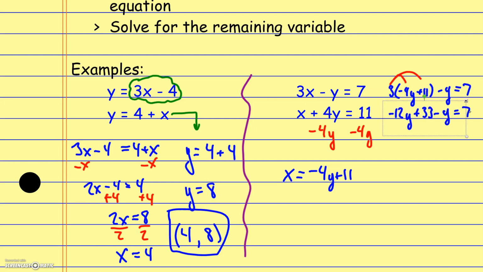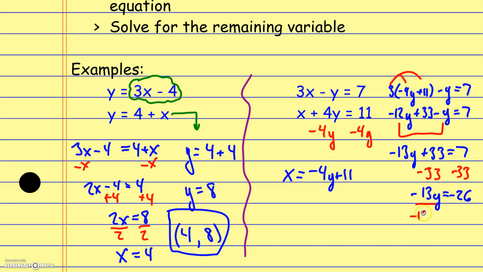And now I'm going to combine the like terms here. So I've got like terms, the negative 12y and the negative 1y. That gives me negative 13y plus 33 equals 7. I subtract the 33 from each side. So I get negative 13y equals negative 26. I divide each side by the negative 13. And I find out that y equals 2.